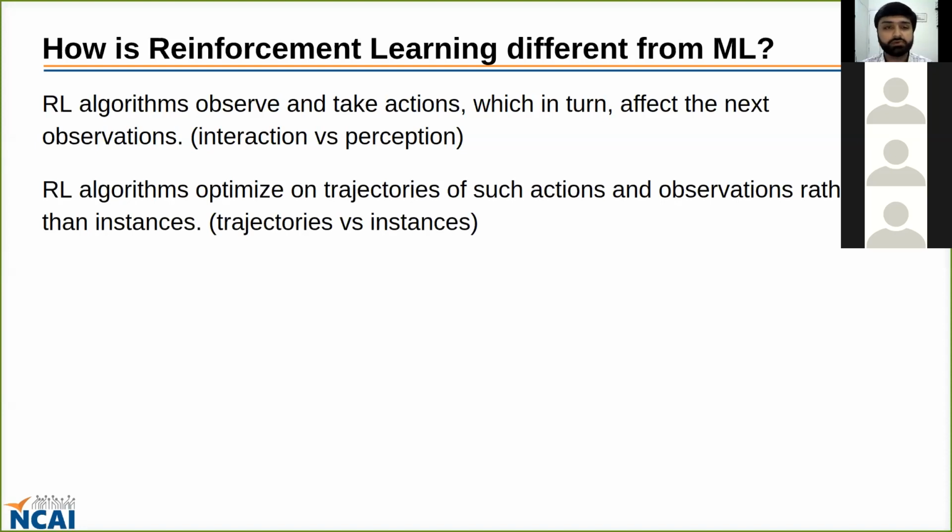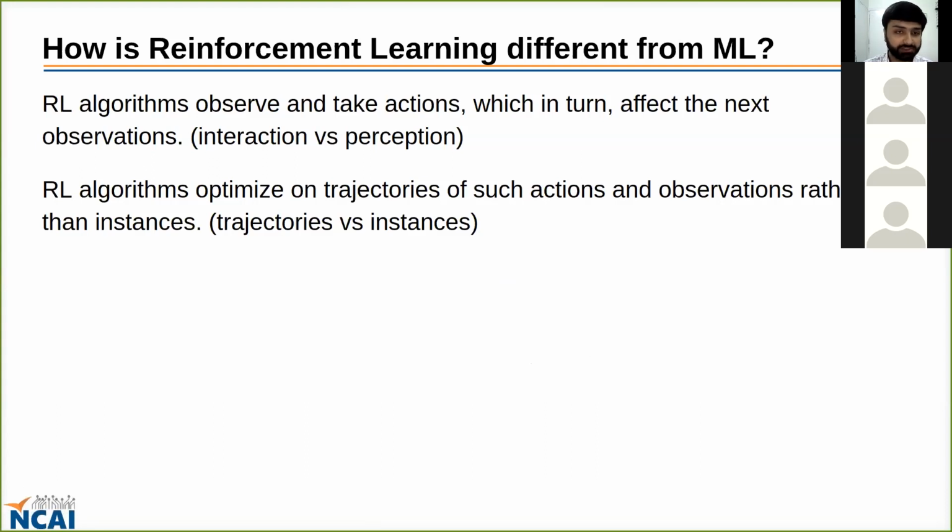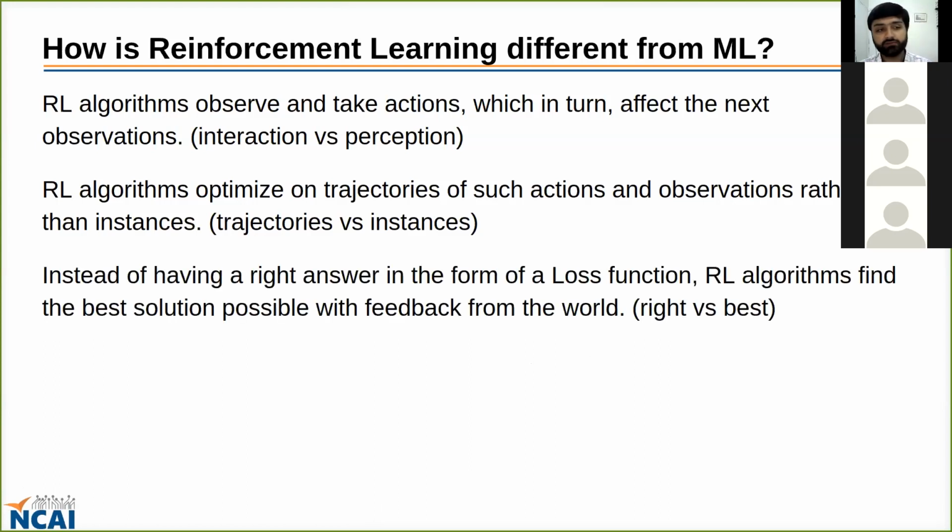One can think that, sure, recurrent neural networks actually optimize over sequences, but the difference here is that the trajectory optimization is built into the algorithm rather than the architecture itself. So even a feed-forward neural network is able to do trajectory optimization once it's learning in the reinforcement learning paradigm. Instead of having a right answer, as with most machine learning algorithms in the form of a loss function, our algorithms find the best possible solution with feedback from the world. So there is no right answer, but what we want is the best possible answer that our agent can get when it's interacting with its environment.